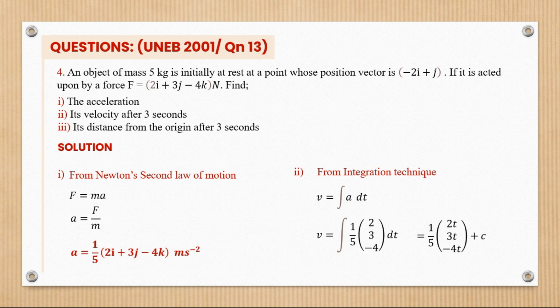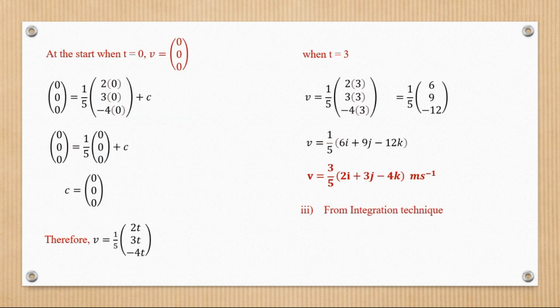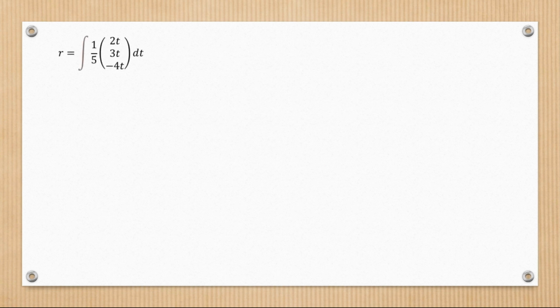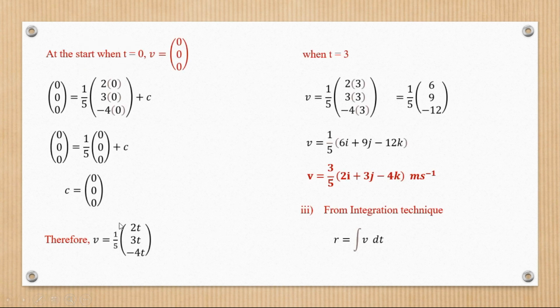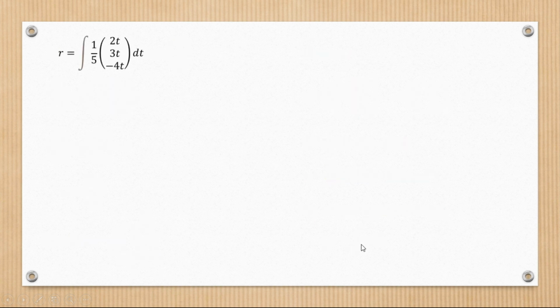Alright, so in part 3 we're being told to find its distance from the origin after 3 seconds. So now from integration technique we also know that displacement r is equal to the integral of velocity. So we know the velocity, so we can actually find the value of r. Now, good enough, we know that velocity is 1 over 5 into 2t, 3t and negative 4t. So this is what we're going to plug in. So now we'll have r being equal to that. So when we actually integrate this, we'll have it this way.